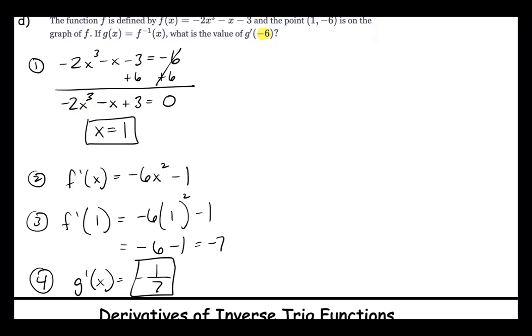And then find the derivative of f, which is right here. And then plug in the answer I got for number 1 into the derivative. I got -7. Flip it, you're done. Okay, that was kind of like what we did yesterday.